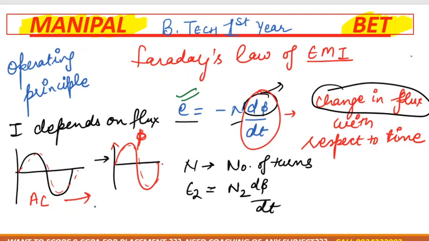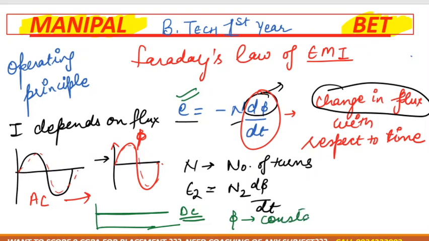Now take it from the contrary side. If I give the DC supply, in DC supply, will current change or not? No, no. And if current is not changing, then flux is constant, right? Flux is constant, so it doesn't work.